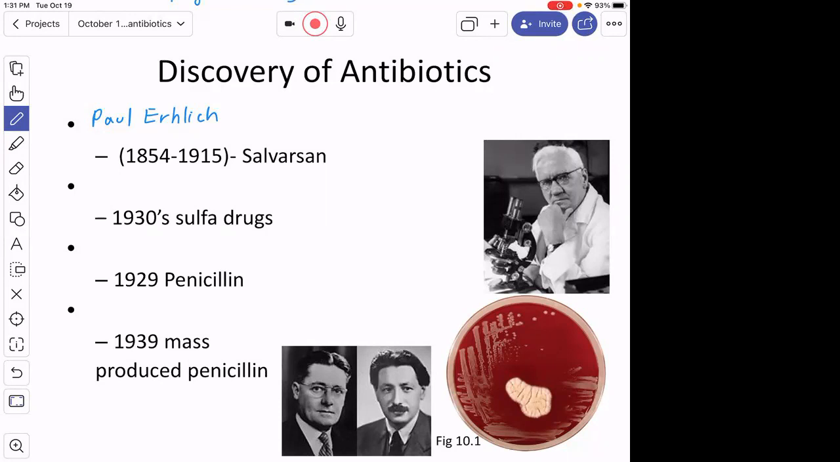Unfortunately, it had arsenic in it. So it did have some use, but arsenic is so toxic to our bodies that as soon as we found something better, then we didn't use that drug. He called it Salvarsan. Again, it was an arsenic containing drug against syphilis. And then there really wasn't any other compounds found for a number of years there until Gerhard Domagk.